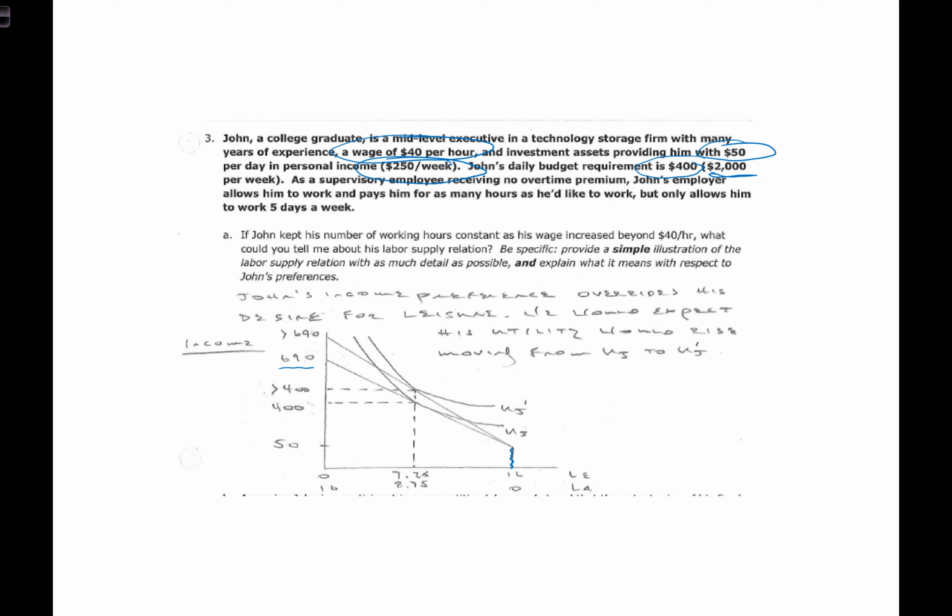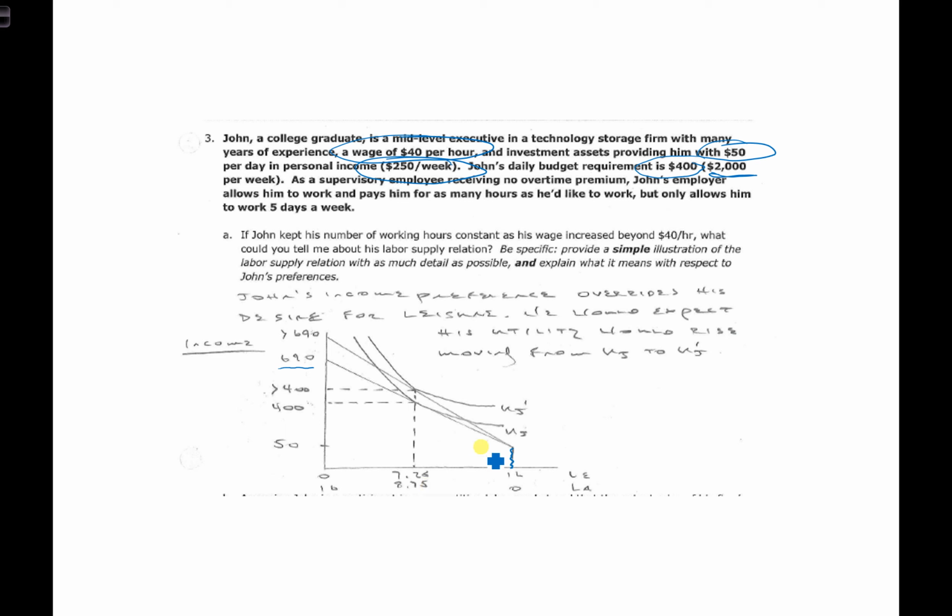We see there, to meet his $400 daily requirement, he must work 8.75 hours. So 8.75 times 40 plus 50 becomes his $400 daily budget need.